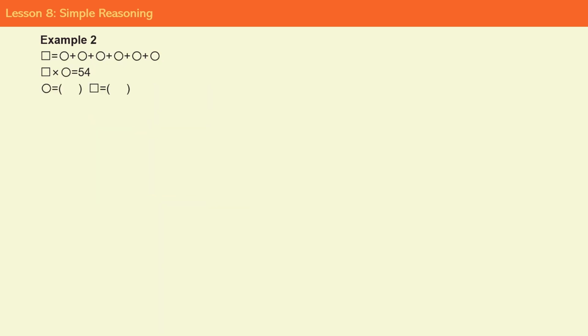Let's look at example 2. A square is equal to the sum of 6 circles, and a square multiplied by a circle equals 54. What are the values of the square and the circle?